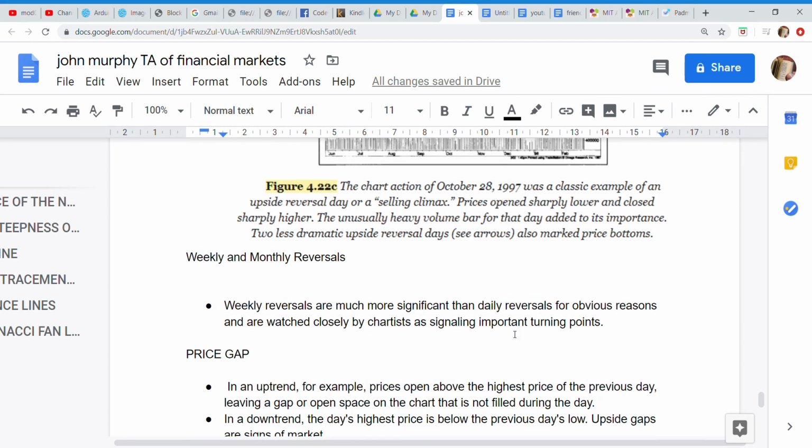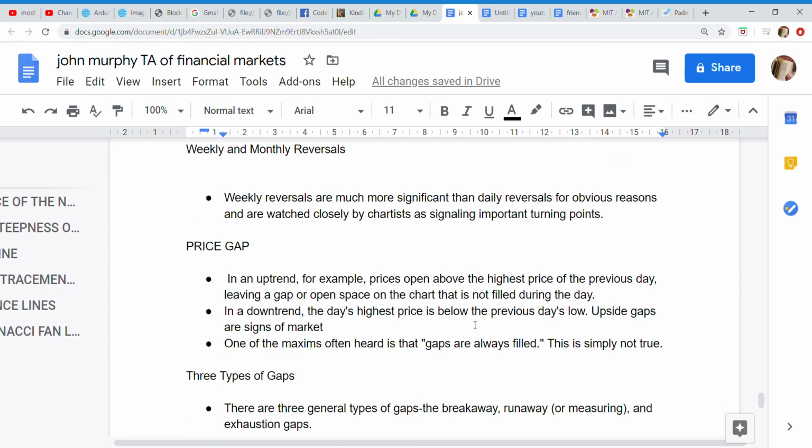Weekly and monthly reversals. Weekly reversals are much more significant than daily reversals for obvious reasons, and are watched closely by the chartist as signaling important turning points.